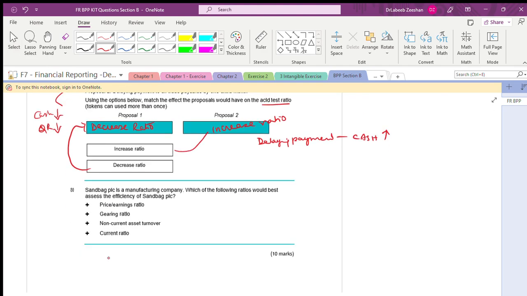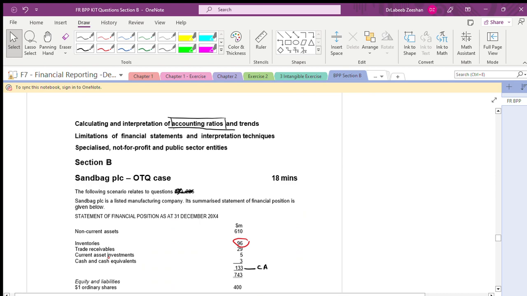Okay. Now, Sandbag is a manufacturing company. It has been given in the beginning, in the first sentence: Sandbag is a listed manufacturing company.